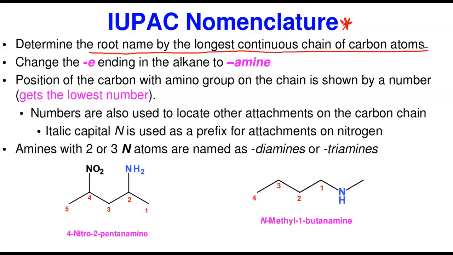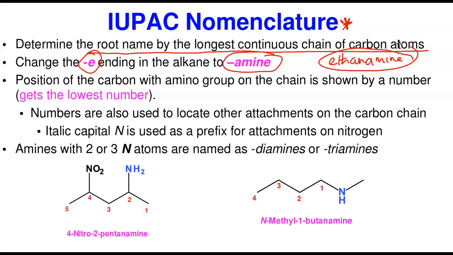Then you change the e ending of the alkane name to amine. Look at what I'm saying. If you have a decane, what are you going to do? You remove the e and put amine. It's going to be decanamine. That is what we're going to do in this case.